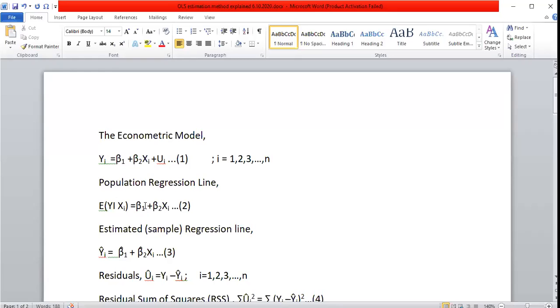How do you explain beta 1? Can anybody quickly explain beta 1? Ashley? Professor, beta 1 is the intercept. Can anybody volunteer to explain beta 1 and beta 2? Professor, beta 1 is the intercept, right? And beta 2 is the slope. Yeah, that's true. But how do you explain that intercept? And how do you explain that slope?